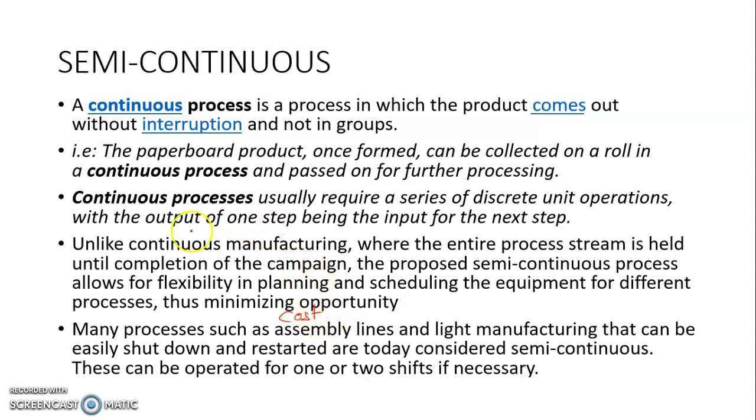Okay, we know that continuous processes usually require a series of unit ops. There are distillation columns, there are crystallization parts. Maybe we have different vessels or different units. Later we will study what unit ops are. Okay, and then this semi-continuous minimizing opportunity cost. So what is opportunity cost?